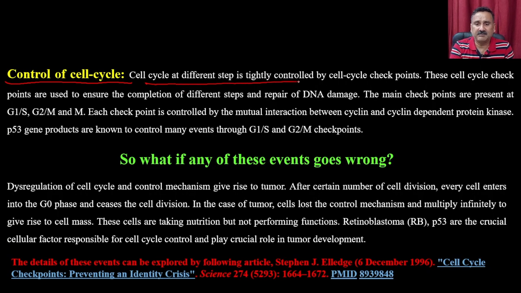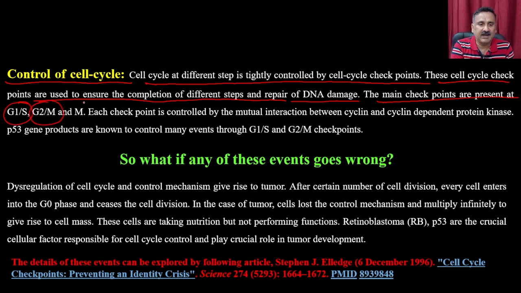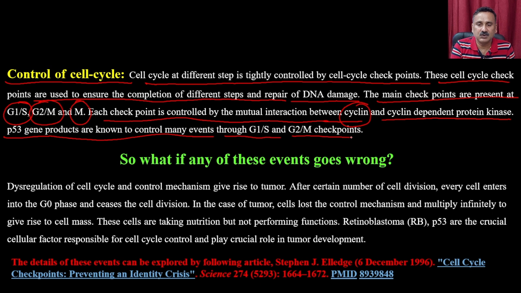At every stage, when the cell is entering a phase, it is checked for different parameters so that it should not happen spontaneously. So the cell cycle at different steps is tightly controlled by the cell cycle checkpoint proteins. These are used to ensure the completion of different steps and repair of DNA damage. The main checkpoints are present at the G1 to S phase, the G2 to M phase, and the M phase. Each checkpoint is controlled by the mutual interaction between the cyclin protein and the cyclin-dependent protein kinases, or CDKs. P53 proteins are known to control many events through the G1/S and G2/M checkpoints.